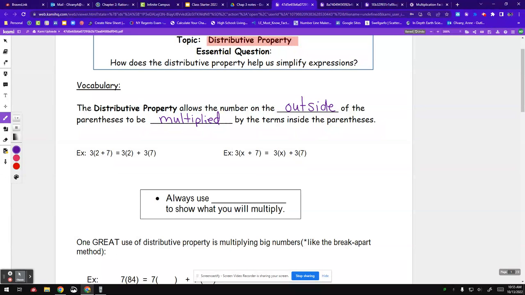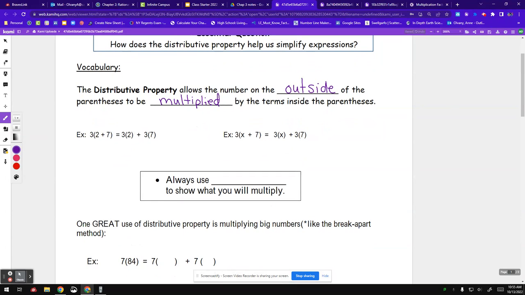So, taking a little look here at a couple of examples, whenever you have a number right next to a parenthesis, there's no addition sign there, there's no subtraction sign there, it's just number parenthesis. That tells you that you're going to take that number and multiply it by each term. So 3 times 2, and then you're going to add it to 3 times 7. Whoops, 3. I can do this. I know, they're used to this. 3 times 7. That is the distributive property.